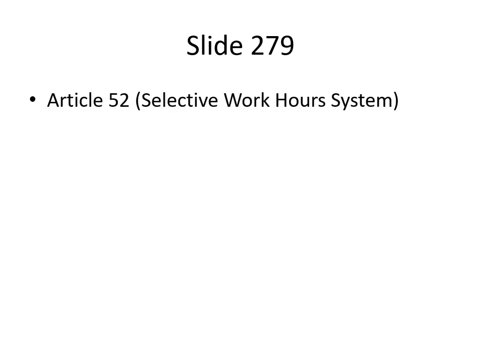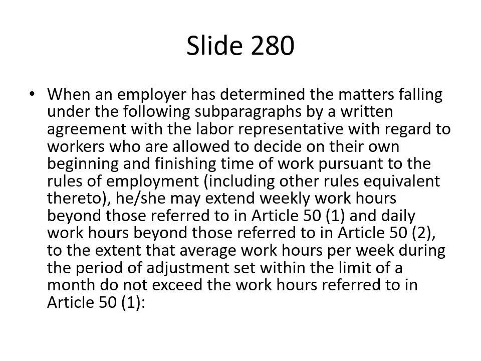Article 52. Selective work hour system. When an employer has determined the matters falling under the following subparagraphs by a written agreement with the labor representative with regard to workers who are allowed to decide on their own beginning and finishing time of work pursuant to the rules of employment, including other rules equivalent thereto, she may extend weekly work hours beyond those referred to in Article 51, and daily work hours beyond those referred to in Article 52, to the extent that average work hours per week during the period of adjustment set within the limit of a month do not exceed the work hours referred to in Article 51.